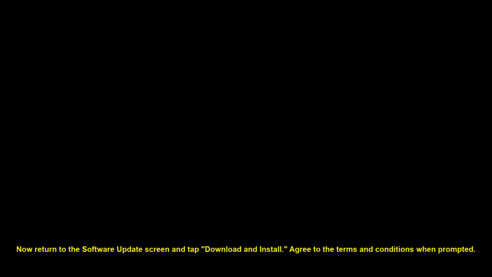Now return to the Software Update screen and tap Download and Install. Agree to the terms and conditions when prompted. Your iPhone will start downloading the update. Once the download is complete, tap Install. Your device may restart during the process. After the installation completes, your iPhone will boot up normally.